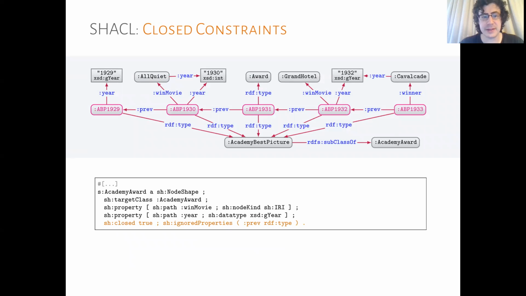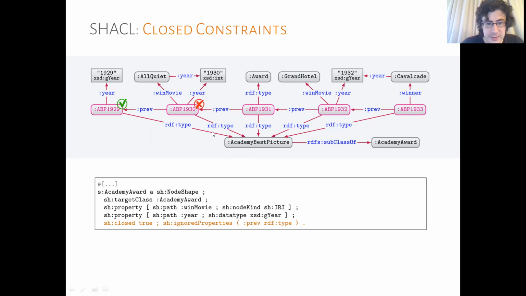So let's look at this example here. Here we have year, so our only outgoing property, and that's okay here. So that seems to be fine. We have here win movie and year, so that all seems to be fine. Sorry, we also have RDF type here and RDF type here, but that's in our ignored properties.